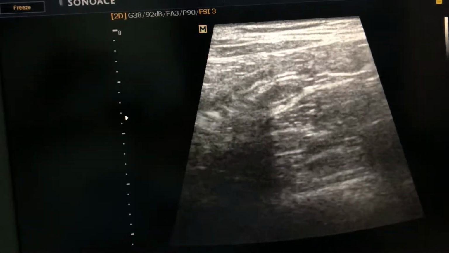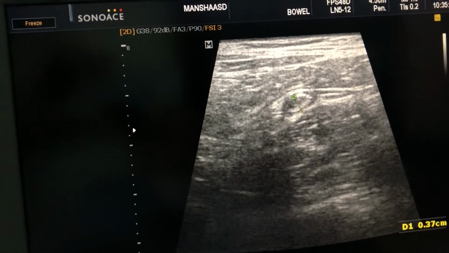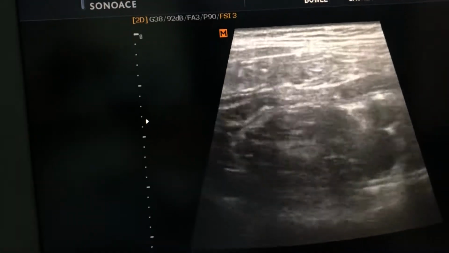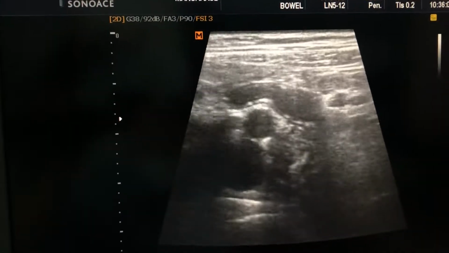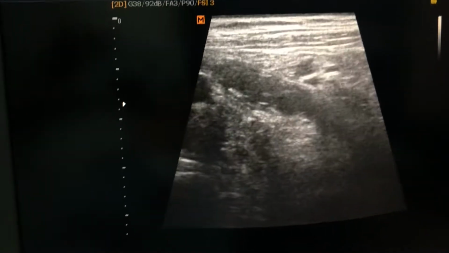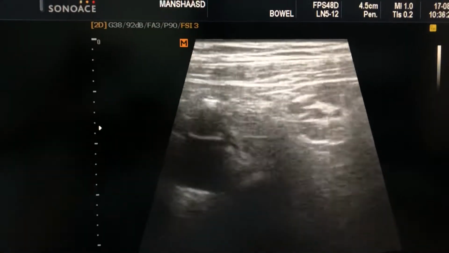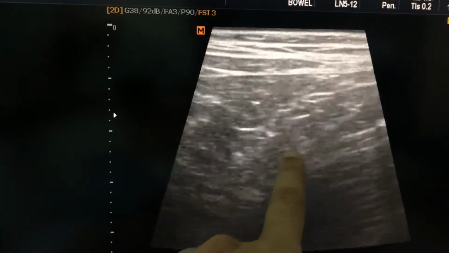Here at the base, this appendix is measuring roughly 3-4 mm only, but as we go to the distal end of the appendix, it is getting enlarged. Here the tip is quite swollen, 7.7, at least 7 we can say. There are multiple enlarged lymph nodes also here.